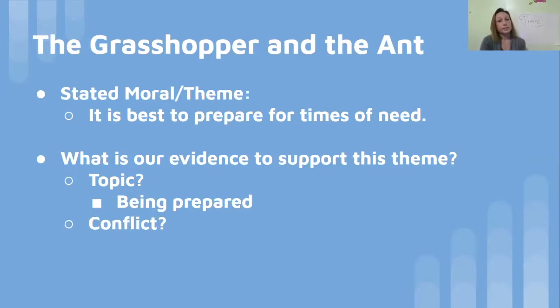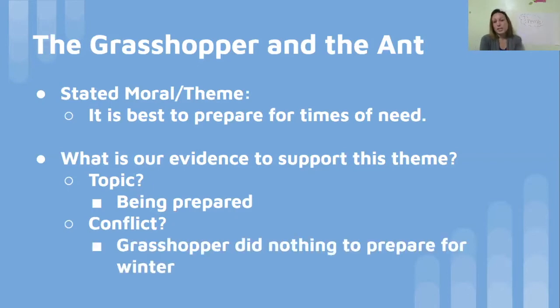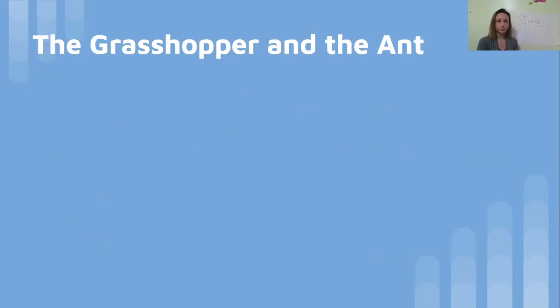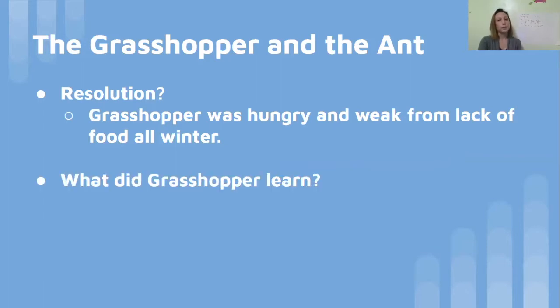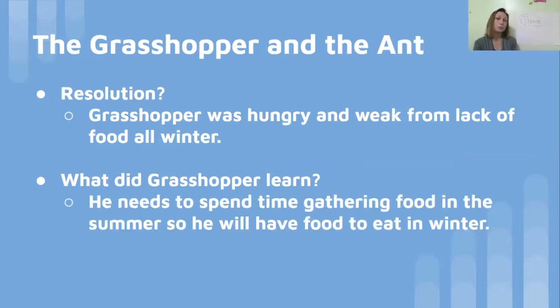What was the conflict or the problem? Grasshopper did nothing to prepare for winter. He wanted to keep playing. And then what was the resolution? Grasshopper was hungry and weak from lack of food all winter. So now we're thinking, what did he learn? What do you think Grasshopper's going to do the next time? If he makes it through winter, what might he do next time?